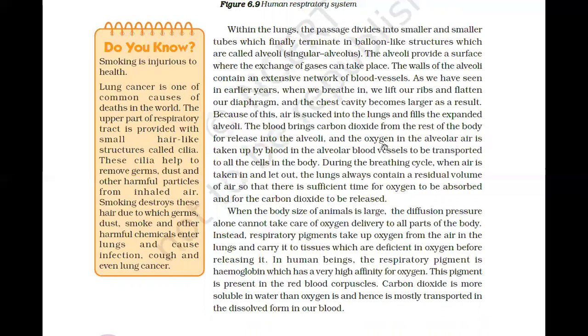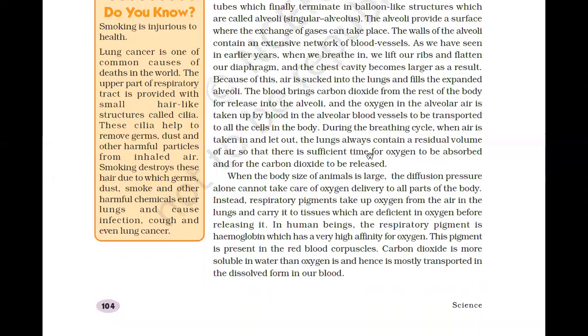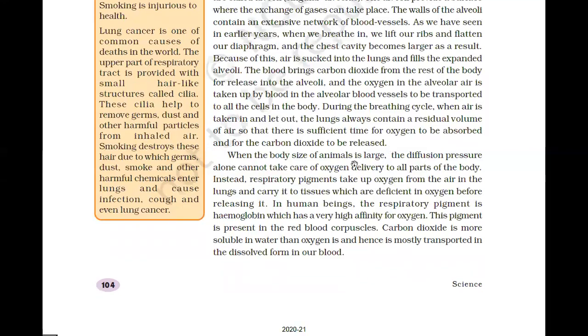The blood brings carbon dioxide from the rest of the body for release into the alveoli, and the oxygen in the alveolar air is taken up by the blood in the alveolar blood vessels to be transported to all the cells in the body. During the breathing cycle, when air is taken in and let out, the lungs always contain a residual volume of air so that there is sufficient time for oxygen to be absorbed and for the carbon dioxide to be released.